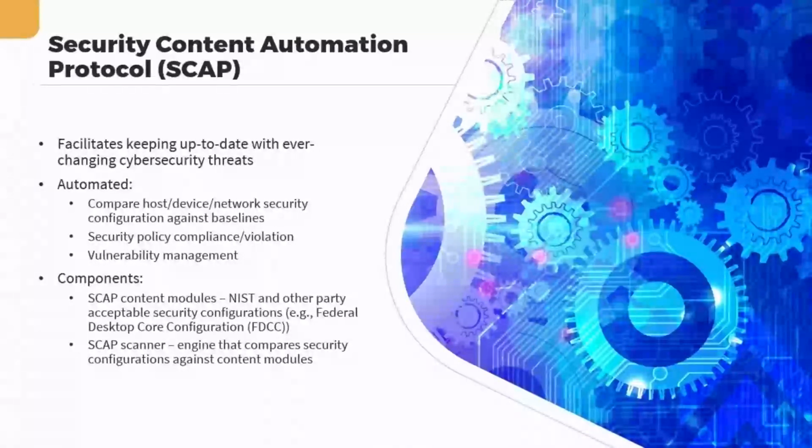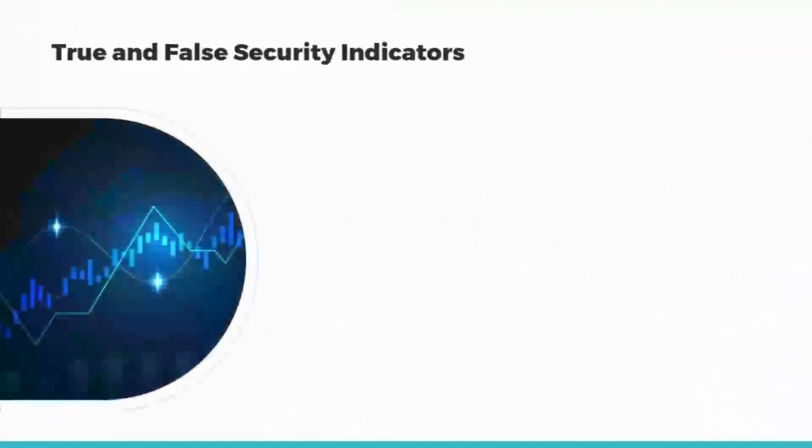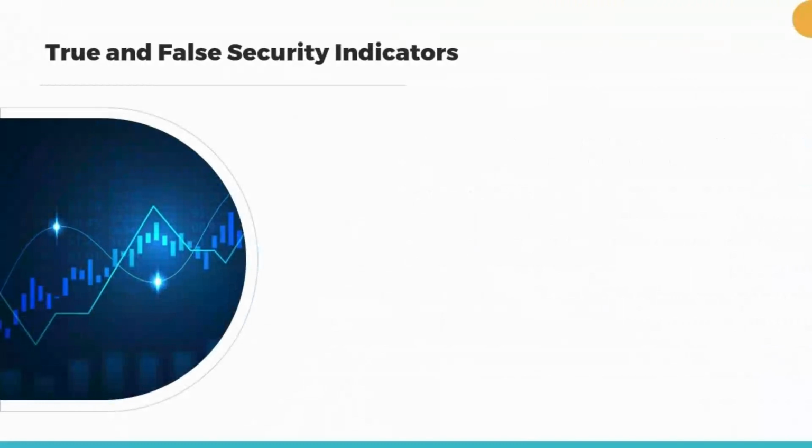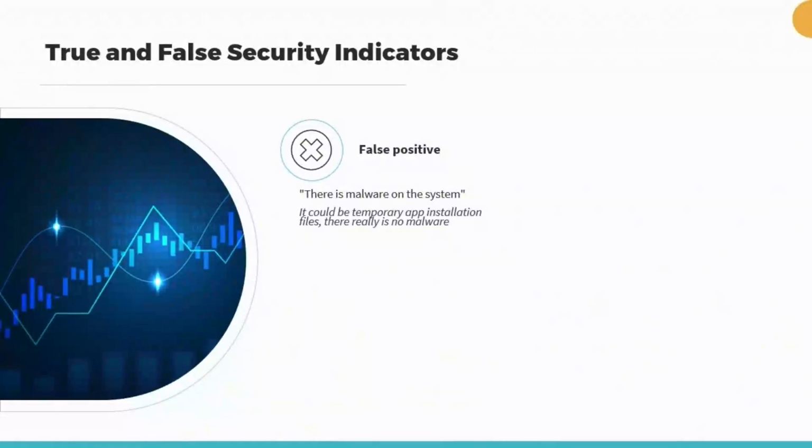When you are monitoring for security incidents, it's important to understand the difference between the variations of true and false security indicators. So for example, with a false positive, such as there is malware on the system, it could be just something like temporary app installation files that get flagged as being malware, but really there is no malware. With a true positive, such as a network DDoS attack is in progress, this is in fact correct and is actually happening.